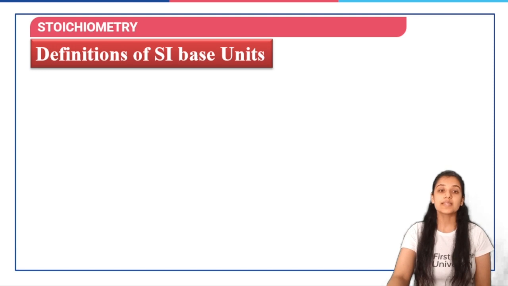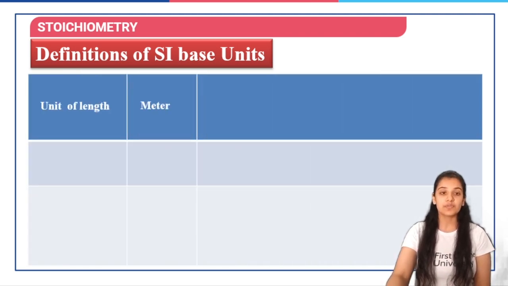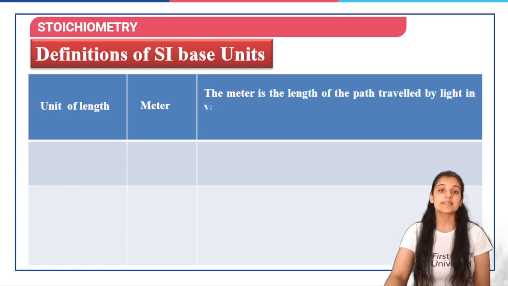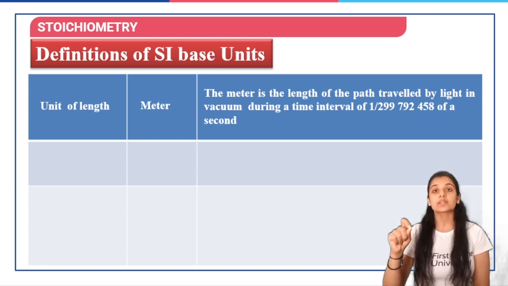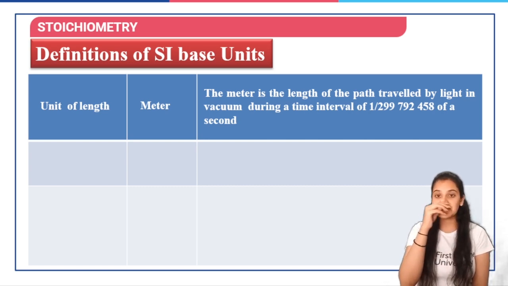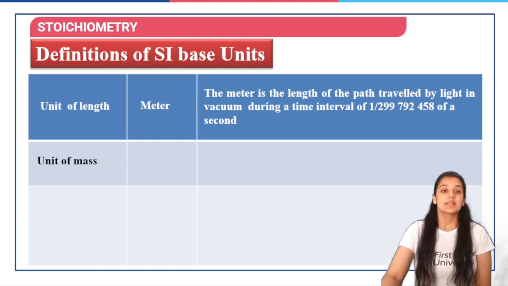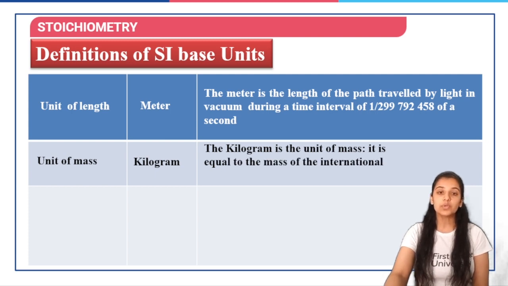Now, what is the definition of SI base units? When I say SI units are being used, what do you mean by SI units? So when we look at the unit of length, which is meter, the meter is the length of the path that is traveled by light in vacuum during a time interval of 1 upon, which is approximately taken to be equal to 3 into 10 raised to power 8 meter per second, is right how we define it, of a second. Okay. Then unit of mass, which is kilograms, is equal to the mass of the international prototype of the kilogram.